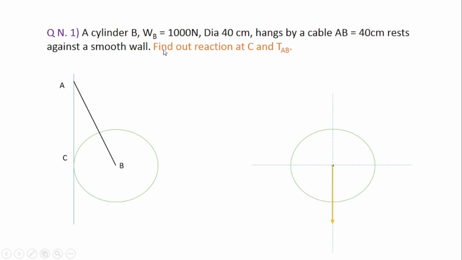First we'll show the weight force. The weight of the sphere is 1000. Weight always acts in the downward direction and it is a vertical force. So we'll show it starting from the center and in the downward direction. This is the value of the weight, and it is equal to 1000 Newton.